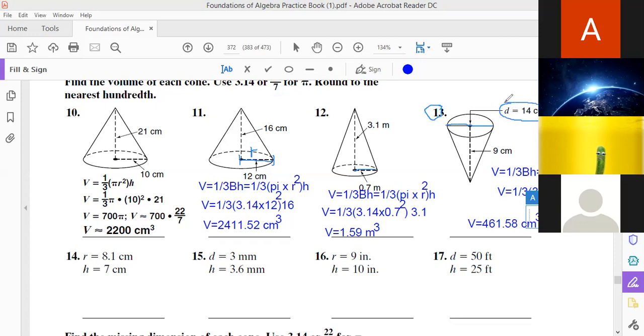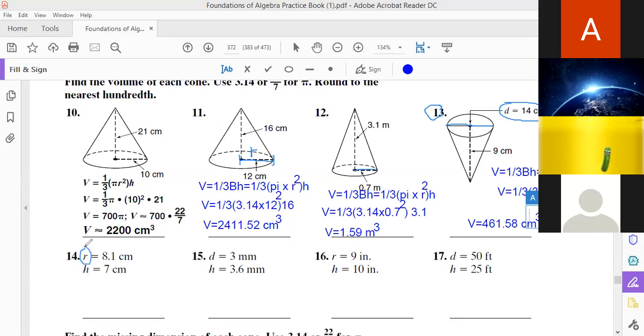So how will you get radius r? You will divide diameter by 2. R is d over 2. Understand? Before solving the question, you must check whether it is a diameter or a radius. Like in question number 14, it's given as r. You will use the same r.